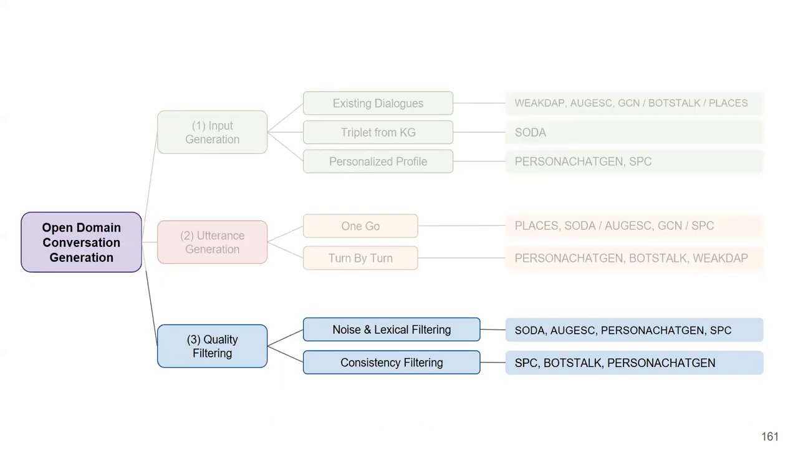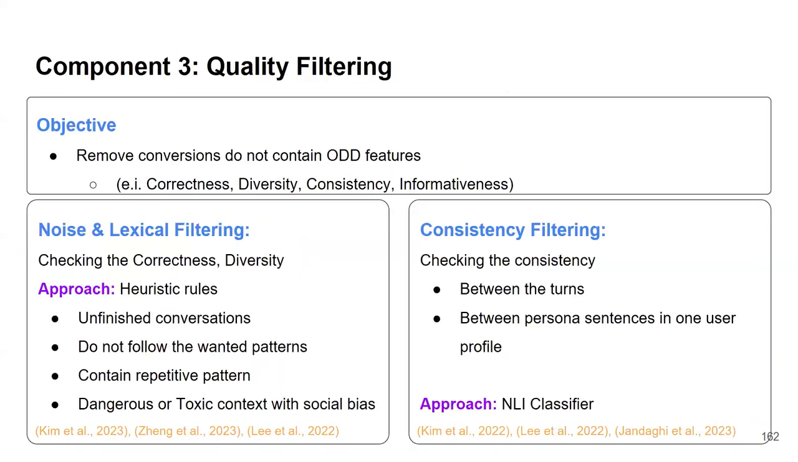And the last component is quality filtering. The filtering can be divided into two categories. The first one is noise and lexical filtering, which checks the correctness and the diversity of the generated conversation. They use some heuristic rules to eliminate unfinished conversations, conversations that do not follow the patterns, or conversations that have some toxic content.